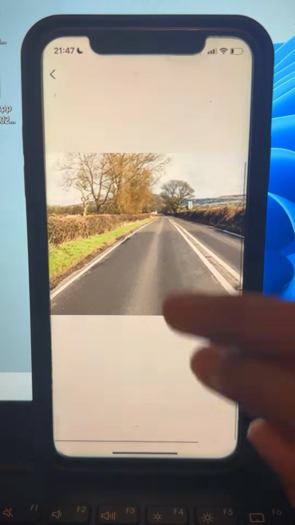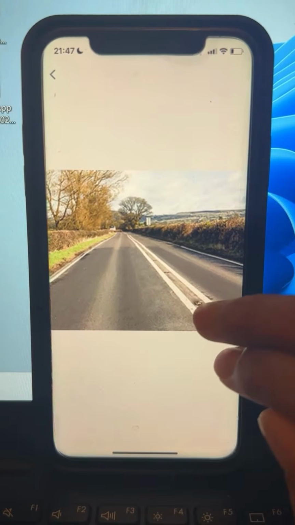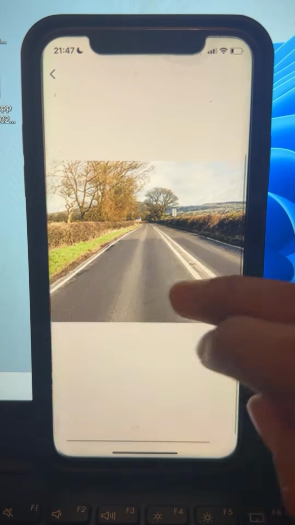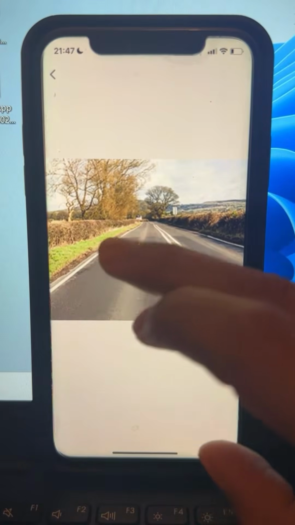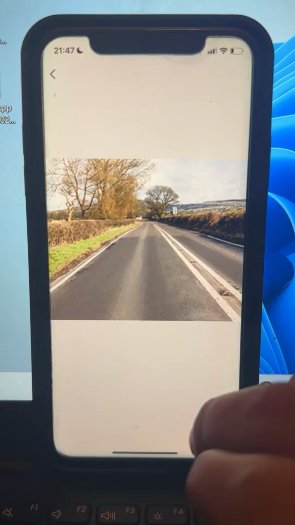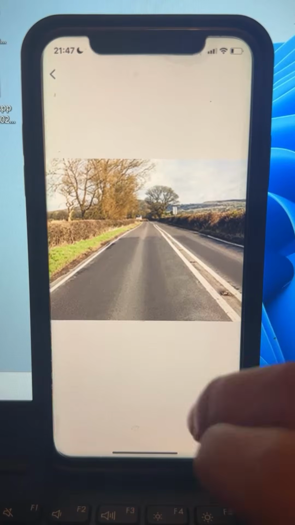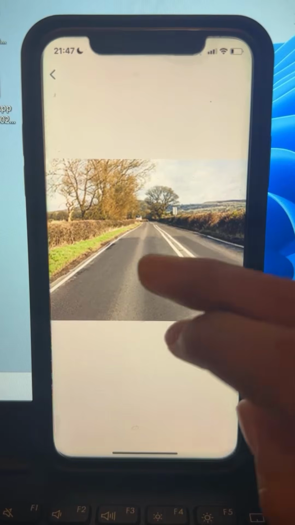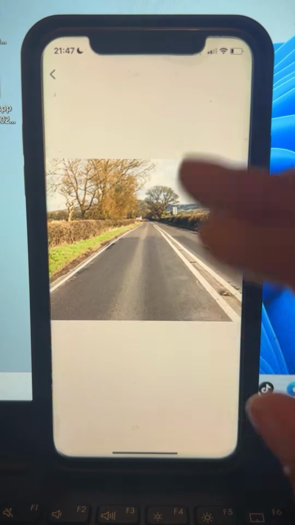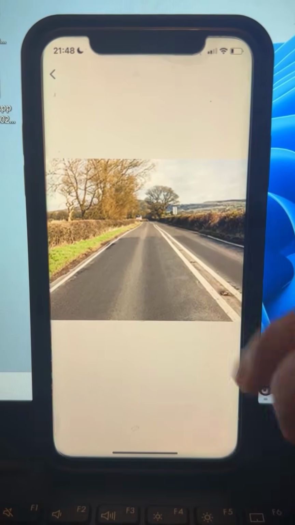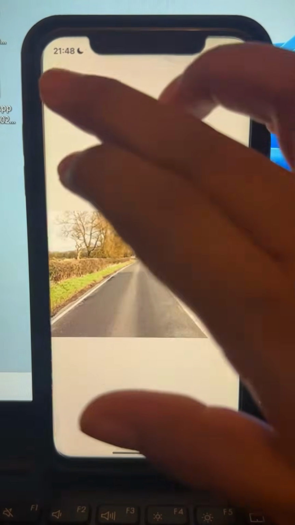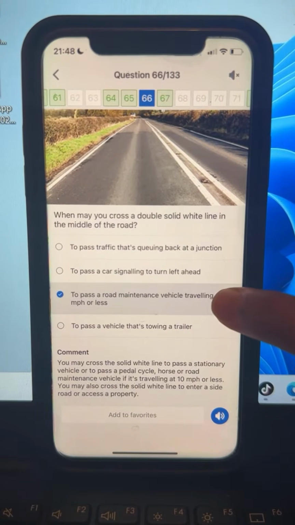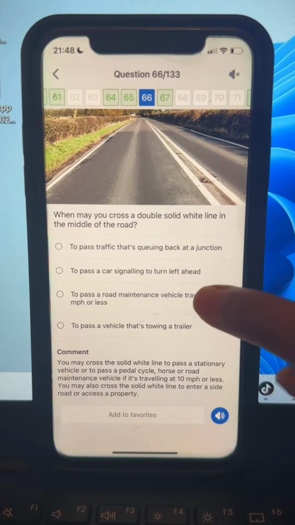Again, usually you should not be crossing that line unless you see a road maintenance vehicle that's traveling 10 miles per hour or less. A horse rider or cyclist, you should give a good room. Or you see a stationary vehicle. Or, for example, you want to turn right to access your property, maybe there is a junction, or this is your access to your place. So to pass a road maintenance vehicle traveling at 10 miles per hour or less will be the correct answer, definitely.